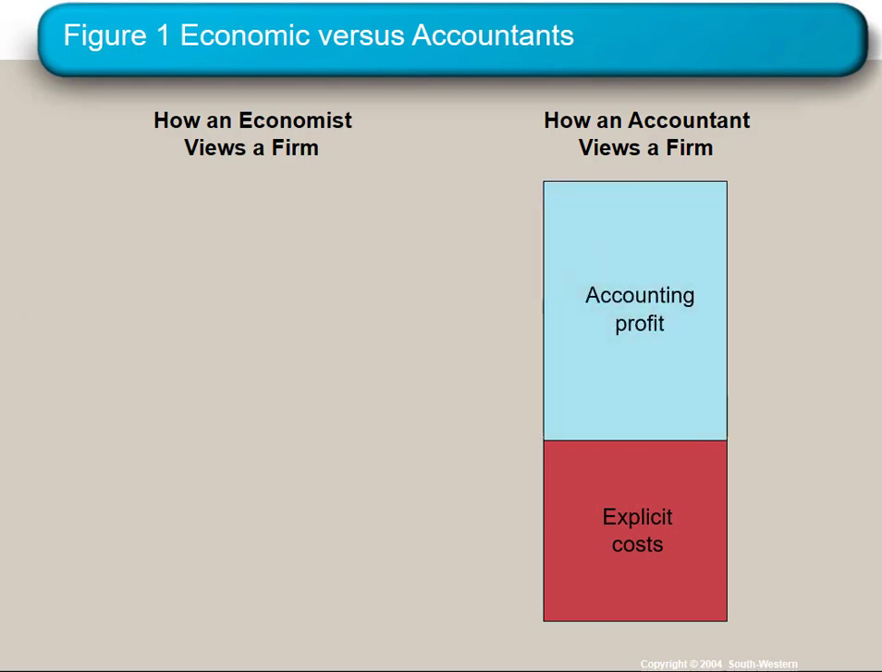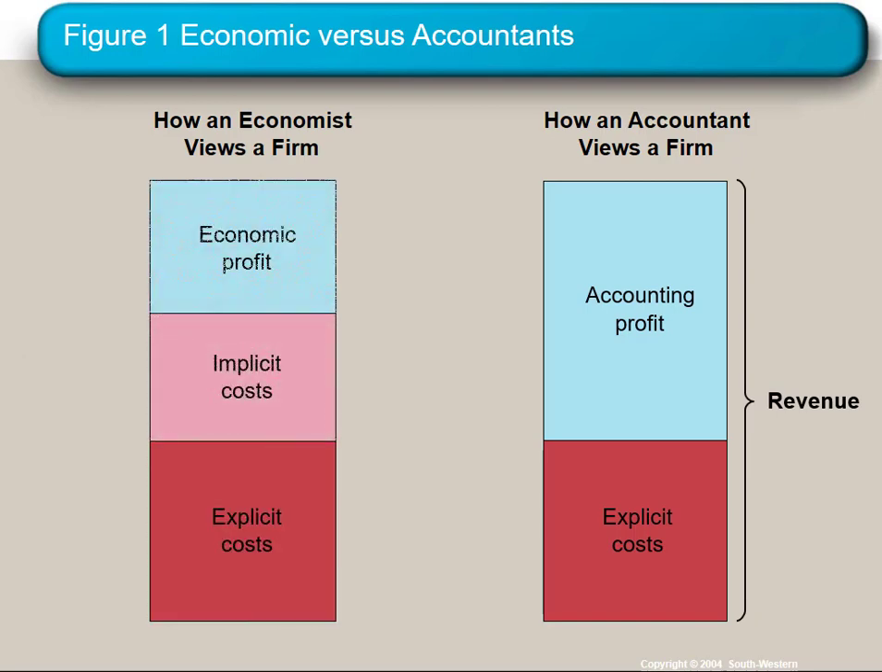So for accounting profit, remember, we're just considering how it is that once we take revenue and we subtract off explicit costs, how much is left over. That's accounting profit. But we have an additional amount of implicit costs when we're looking at things from an economic perspective. So that should help you get a good visual of why it is that economic profit is always smaller than accounting profit.